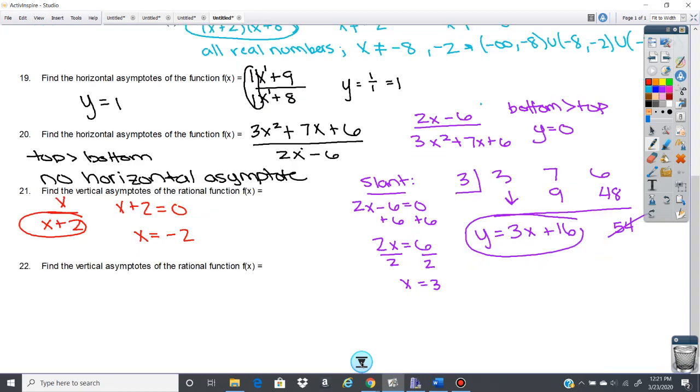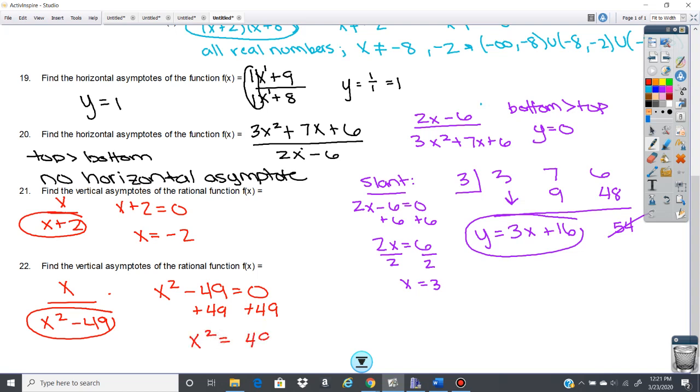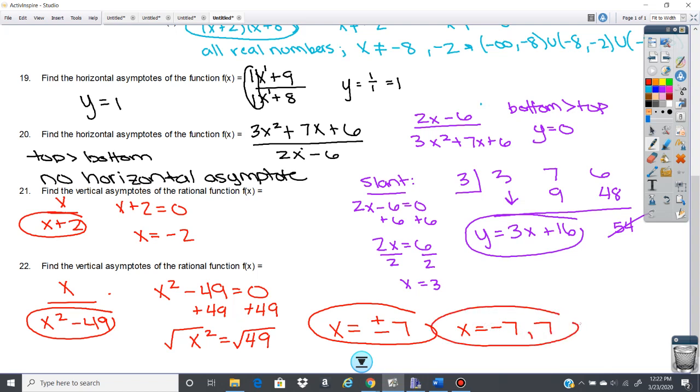Okay, and then number 22, we've got x over x squared minus 49. So we'll take the denominator and set it equal to 0. Add 49, x squared equals 49. We'll take the square root, and that gives us x equals plus or minus 7. So you've got two asymptotes there, plus or minus 7, or you could say x equals -7, 7. Either one would be acceptable.